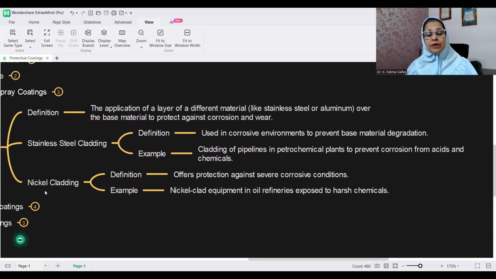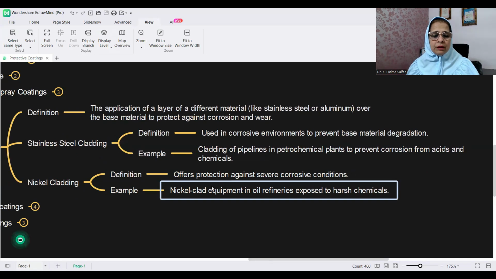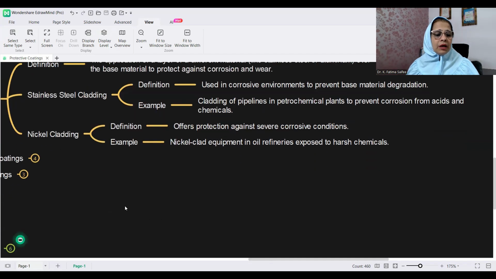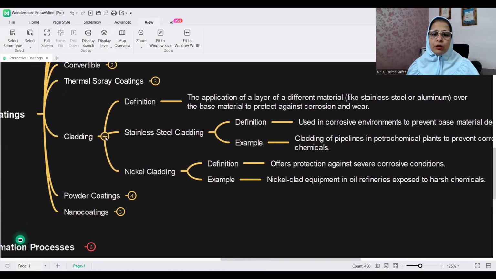Here nickel is a very, very strong metal. That's the reason we are using a protective coating of nickel material on the base metal. Definition: it offers protection against severe corrosive environment conditions. Example: nickel-clad equipment in oil refineries exposed to harsh chemicals. We know that oil refineries have harsh chemicals. That's the reason it helps prevent corrosion. Everywhere there is only one concept: to prevent corrosion.